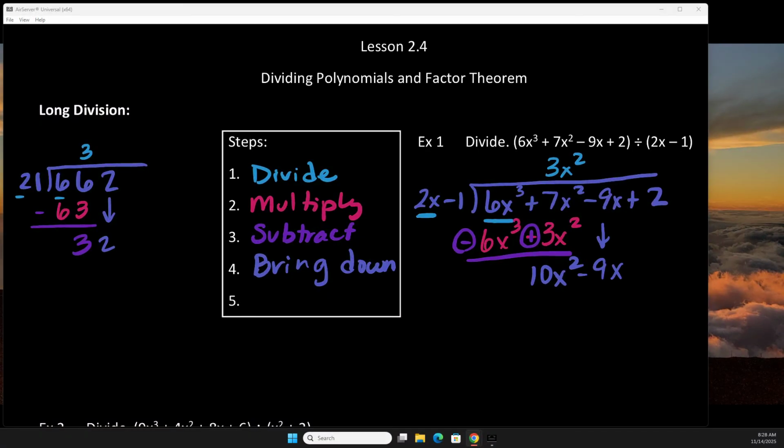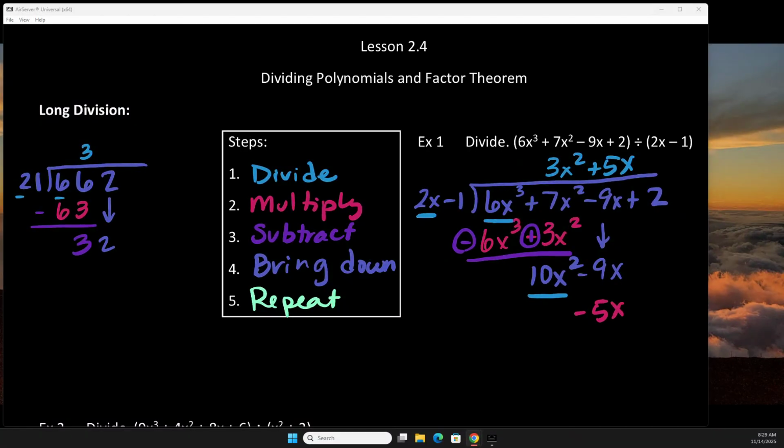And then we're going to repeat. You just do it all over again. So go back to the divide step. This time, we only care about 2x and 10x squared. You ask yourself, what do you multiply 2x by to get 10x squared? And that is going to be 5x. Since it's a positive, we do plus. Then we take 5x and multiply it by -1, and that's going to be -5x.